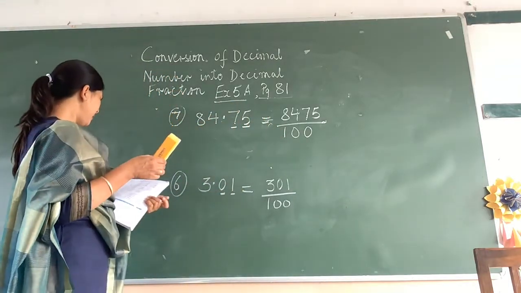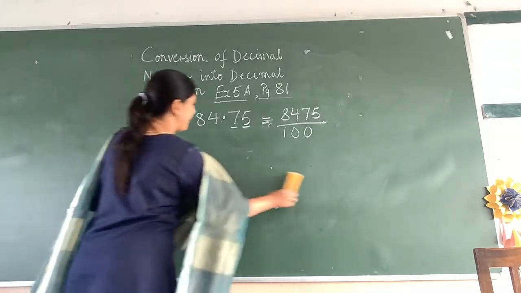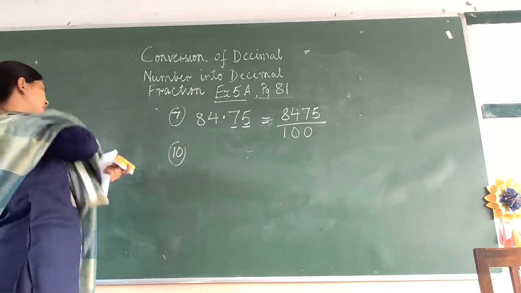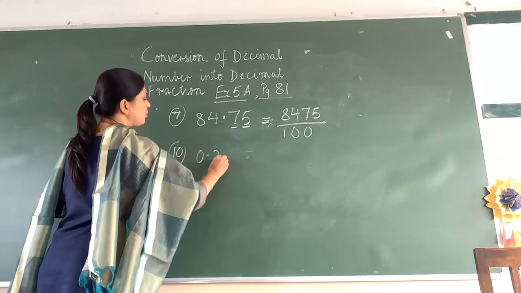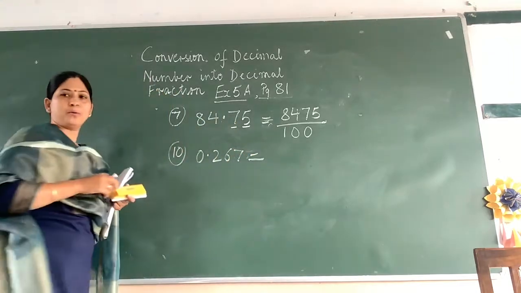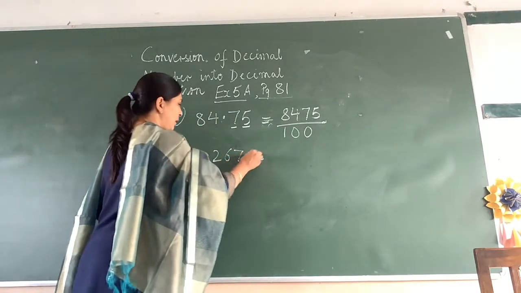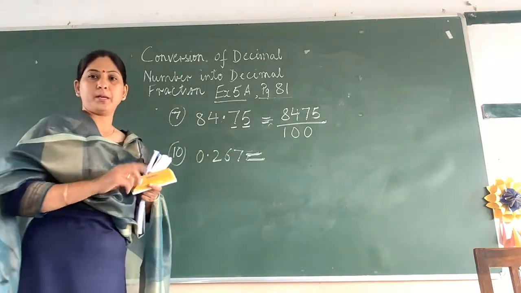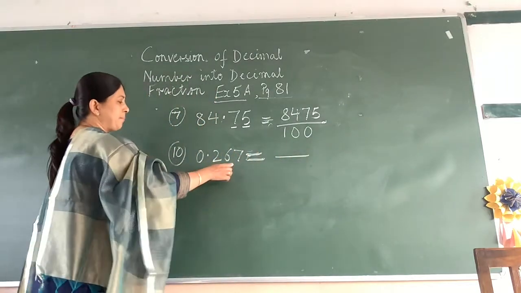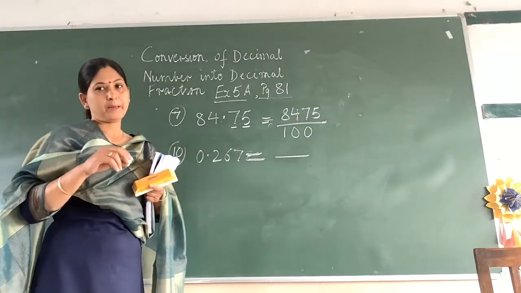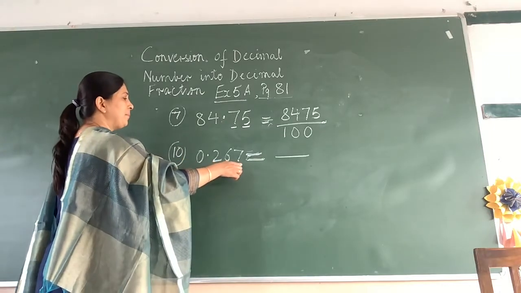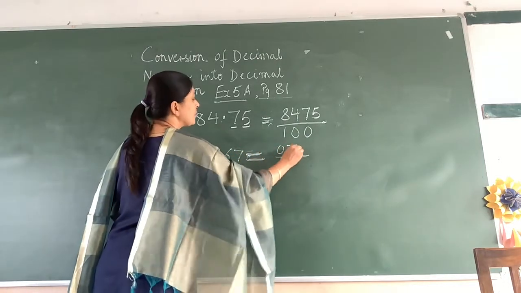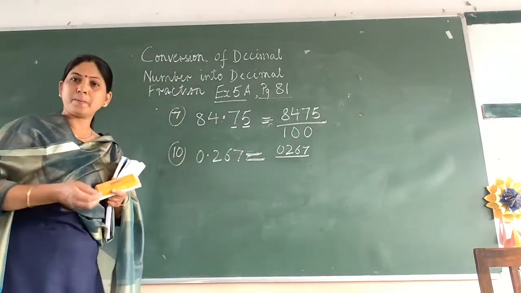Now, children, let's do question number 10. 0.267. Come on now. By now, children, you must know how to do this. What will be our numerator, children? If we write this number without the decimal point, that will be our numerator. Come on, let's write this number without the decimal point. 0267. So this becomes our numerator.